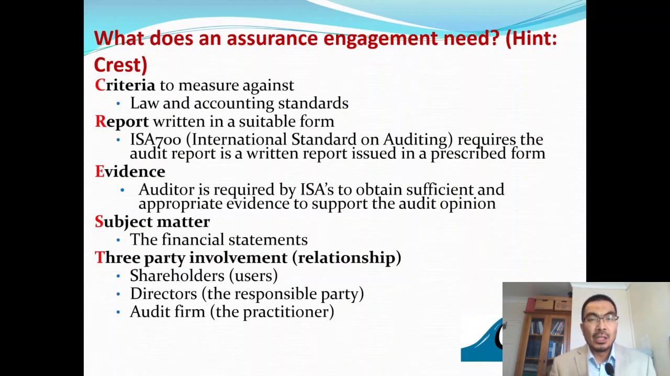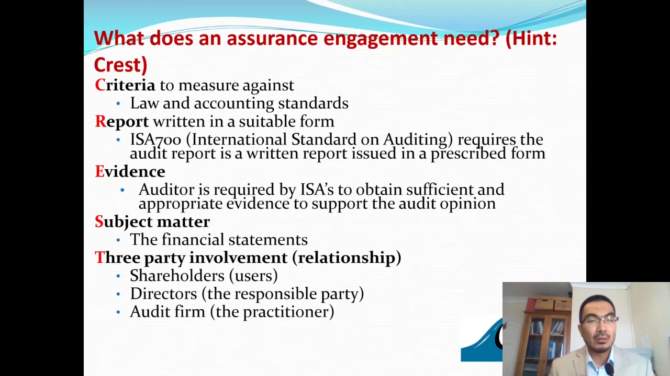What does an assurance engagement need? You can use the mnemonic of CREST. C stands for criteria, to measure against the law and accounting standards. The report means the report is written in a suitable form. International Standard on Auditing requires the audit report is in a written report issued in a prescribed form, and they have evidence. Evidence means that they need to obtain sufficient appropriate evidence to support the audit opinion.